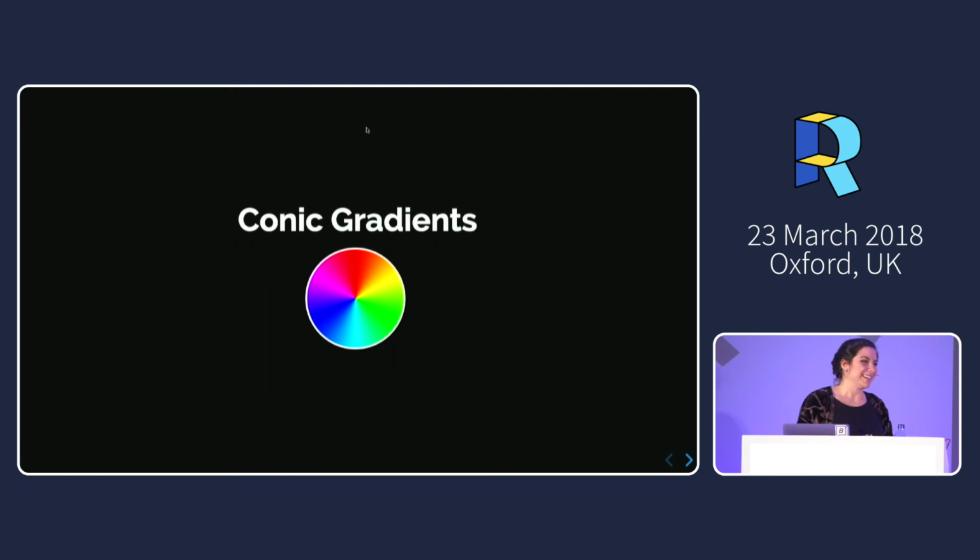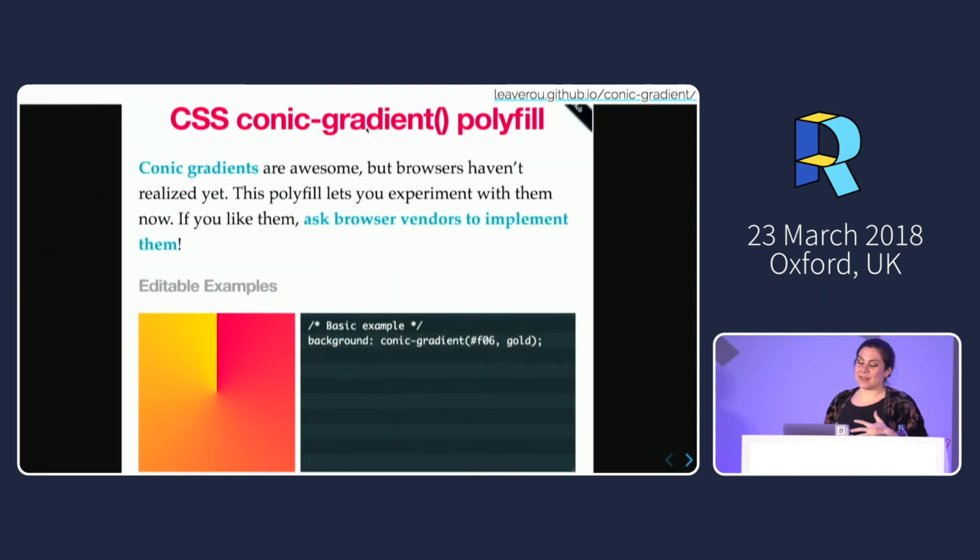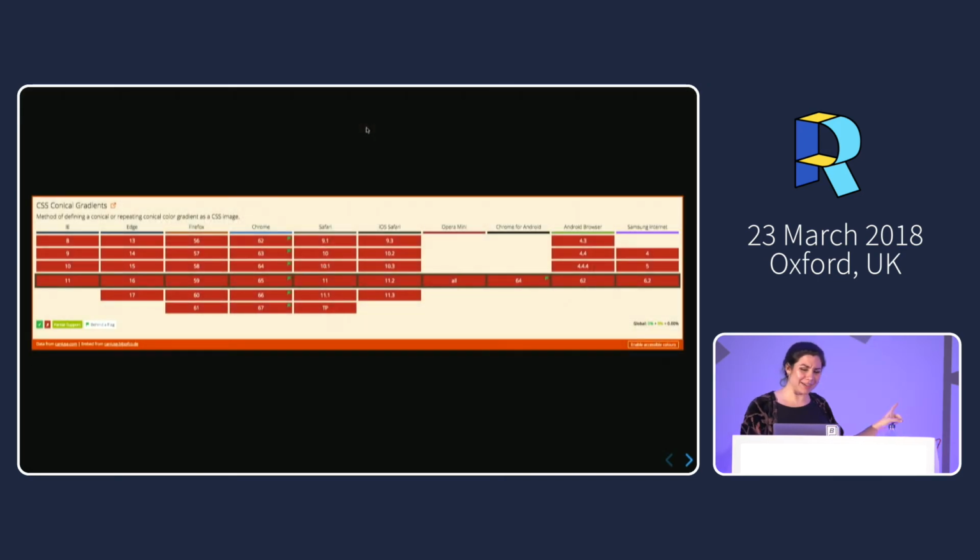Okay, let's talk about conic gradients. This is a conic gradient. Essentially, what that means is a gradient that starts in the center and goes in a circle with a single line. And Lea Verou has done a lot of great work with conic gradients. She's created this polyfill for conic gradients, and does a lot of talks that show their use cases, like pie charts and checkerboard styles. There's a lot that you can do here. So browser support is pretty bad.